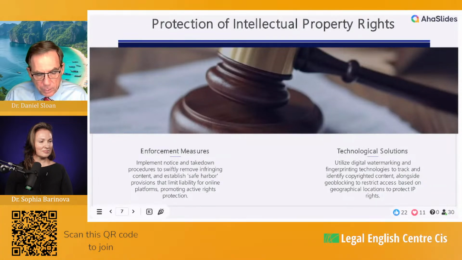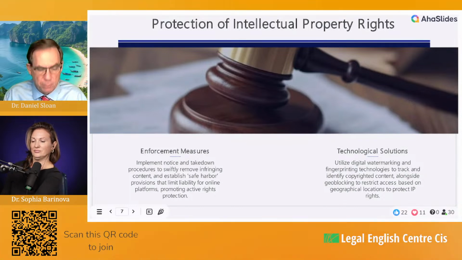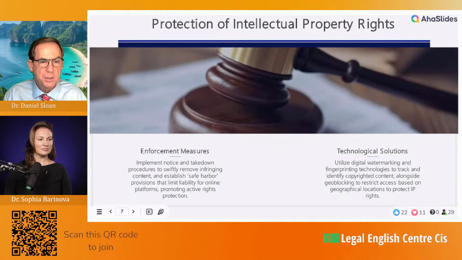Protecting. Okay, so how do we enforce? And that generally is really a big issue. We can write a lot of laws, but how do we enforce the laws? How do we enforce judgments that have been made in various courts or in arbitral tribunals? Well, we can implement notice and takedown procedures so that if content was put up that infringes on our intellectual property, we can ask that it be swiftly removed. We can establish safe harbor provisions that limit liability on online platforms, promoting active rights protections.